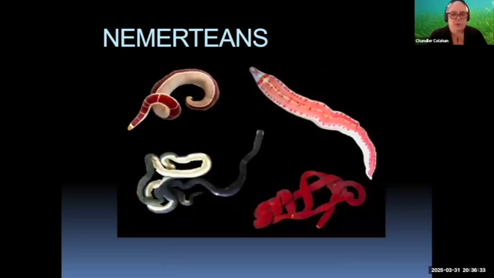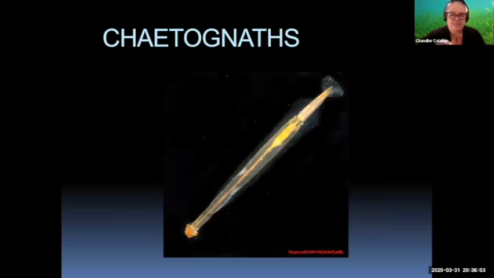We also have nemerteans or ribbon worms here in the Salish Sea. And they're often really cool to find because you might pick one up at a beach and it would be about 3 inches long, and you take it back to the lab and it gets good and relaxed, and it might stretch out to be 2 or 3 feet long. Another organism we often find in our plankton are called chaetognaths or arrow worms.